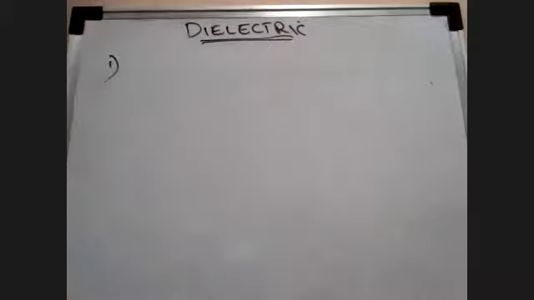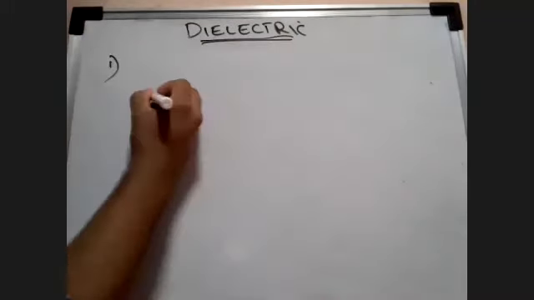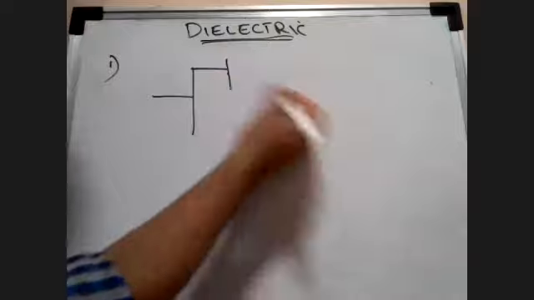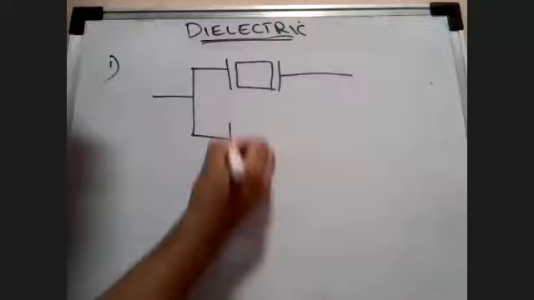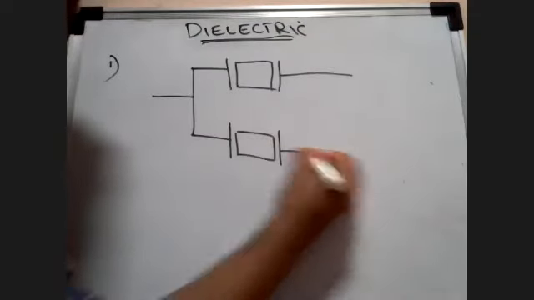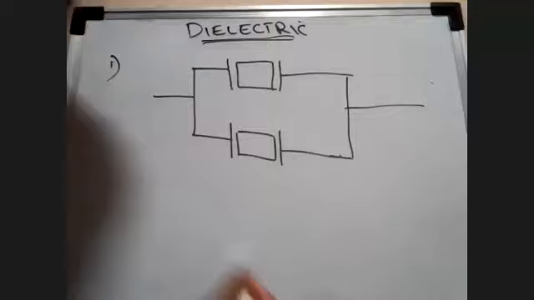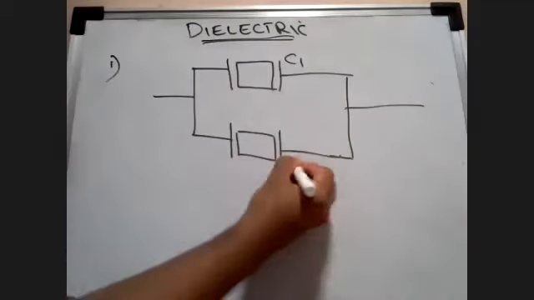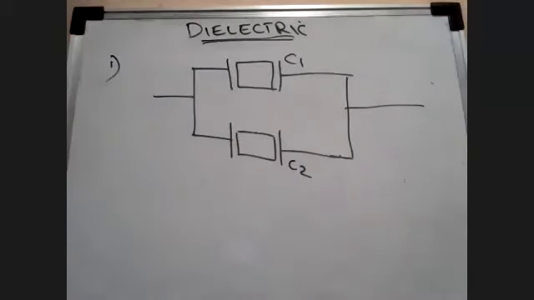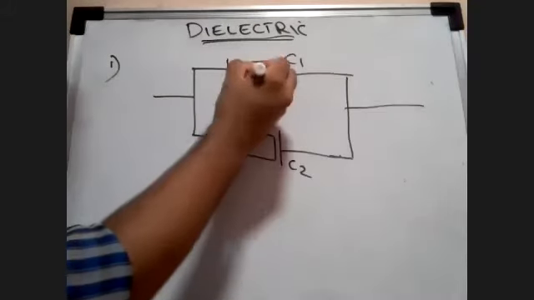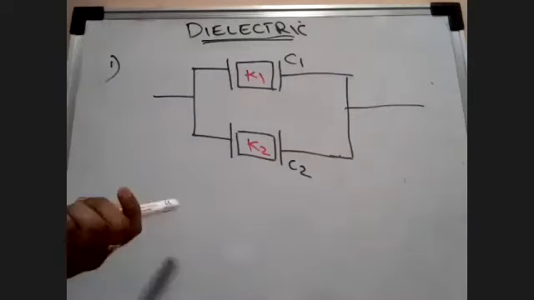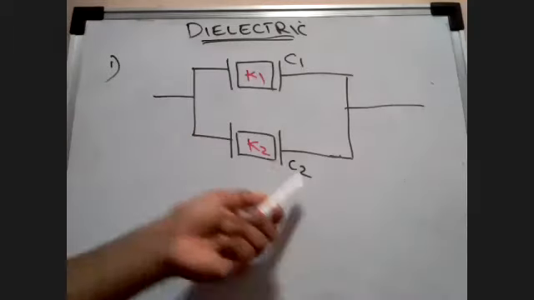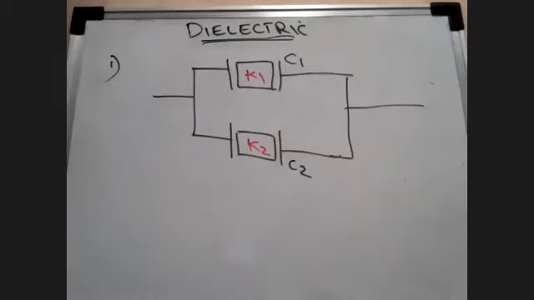Let's do another one. Let's say this is a capacitor with a dielectric medium, and this is a capacitor with another dielectric medium. This is C1, this is C2, and the first capacitor C1 has a value K1 and this has a value of K2. Find the equivalent capacitance. If each capacitor has a capacitance C, that means C1 is C and C2 is C. Tell me quickly, what is going to be the answer?